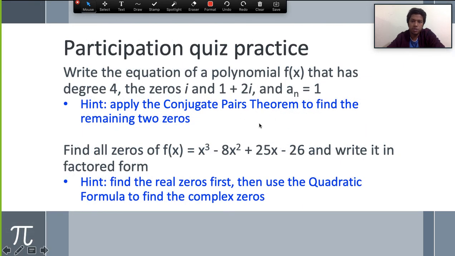This is a participation quiz. You all will give it a try to solve it. Then if there is a problem we can discuss.